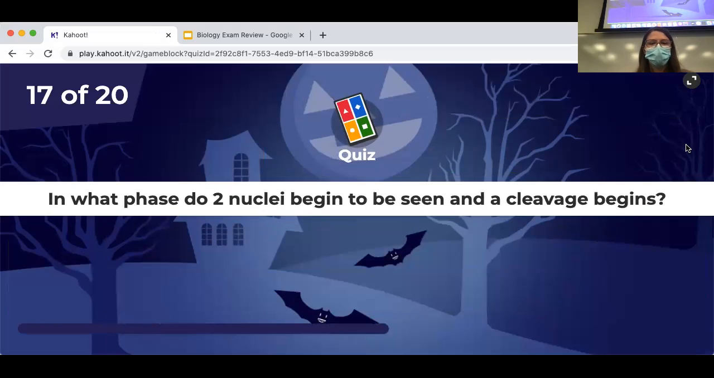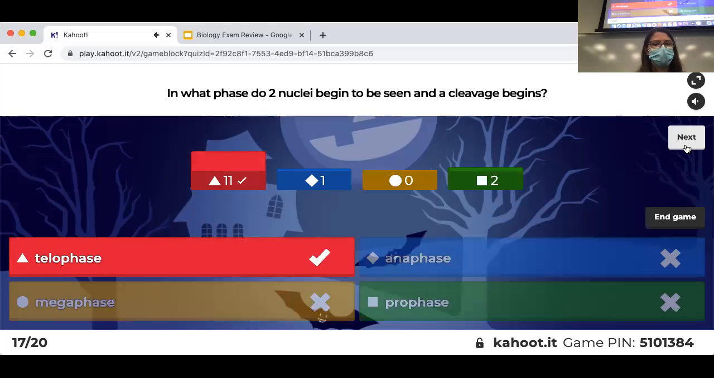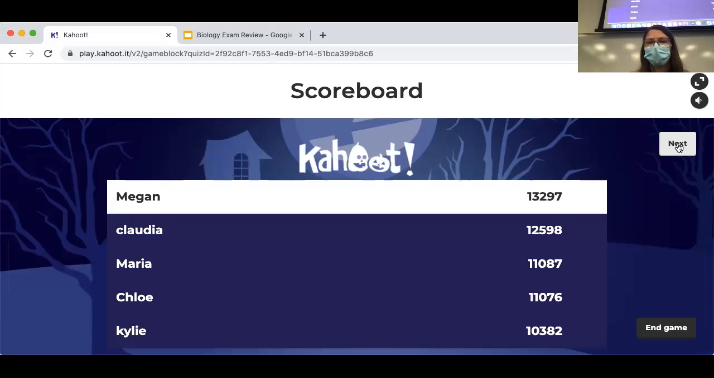In what phase do two nuclei begin to be seen and a cleavage begins? Perfect. Good. Telophase. And then that would potentially move on to the cytokinesis from there for the complete separation.